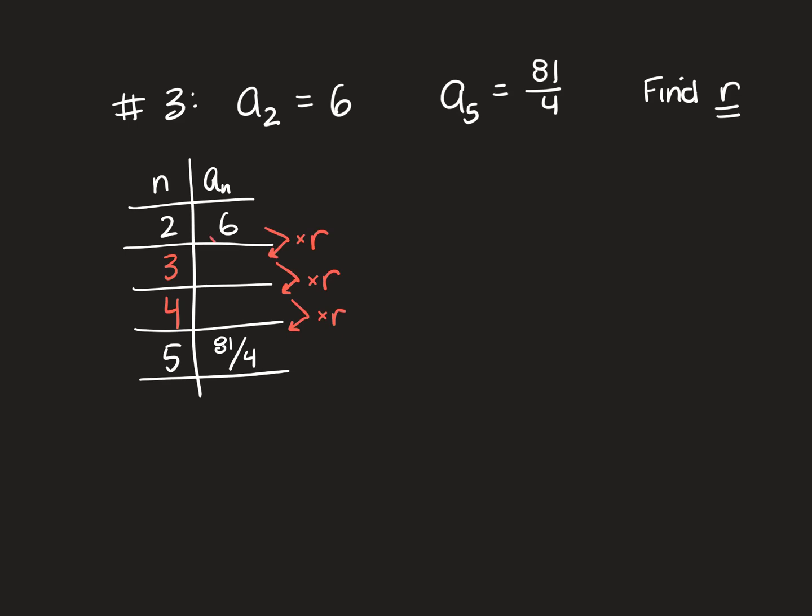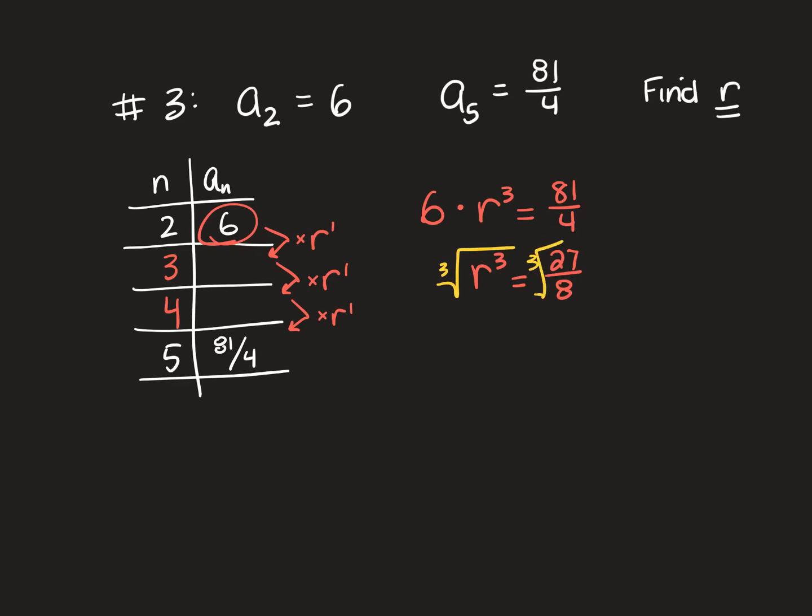So if I start with my second term, 6, and I multiply that by R to the 1, 2, 3 power, I will get 81 over 4. Now I've got an equation. I can solve that equation for R. Divide both sides by 6, and you get 27 over 8. And then you take the cubed root of both sides.